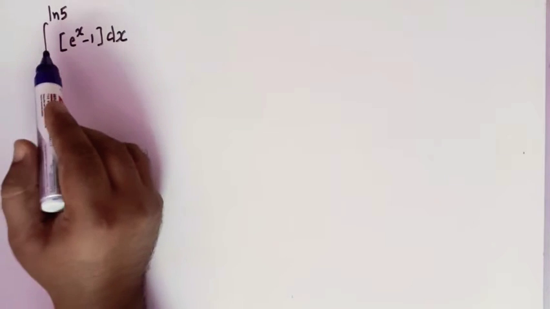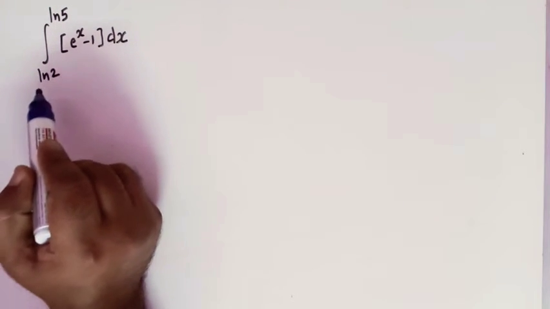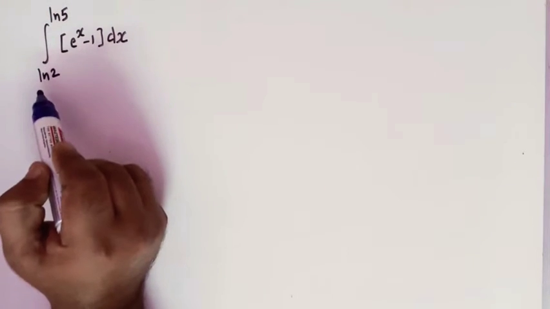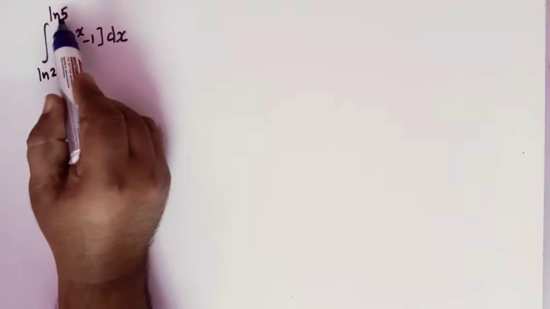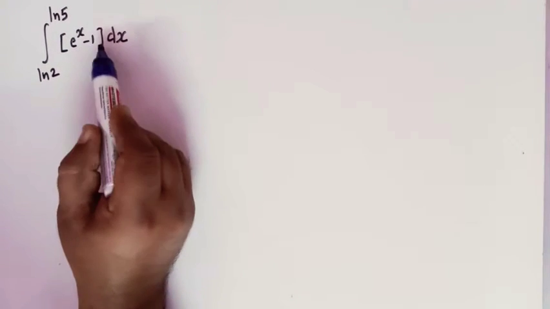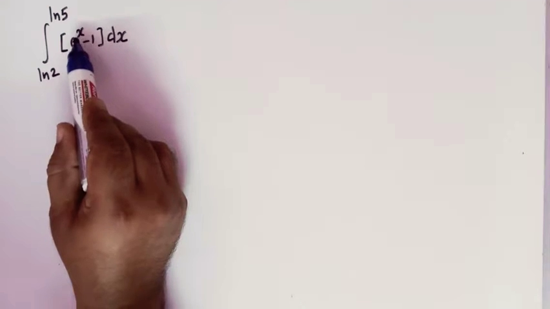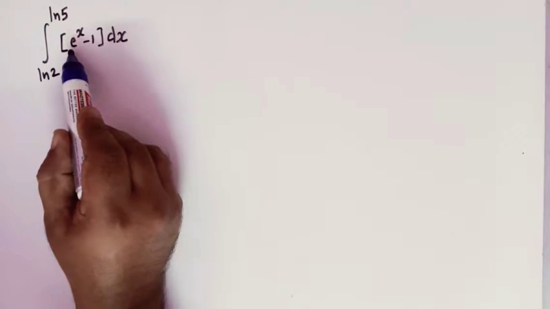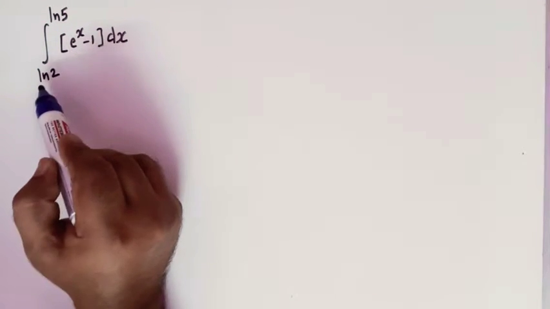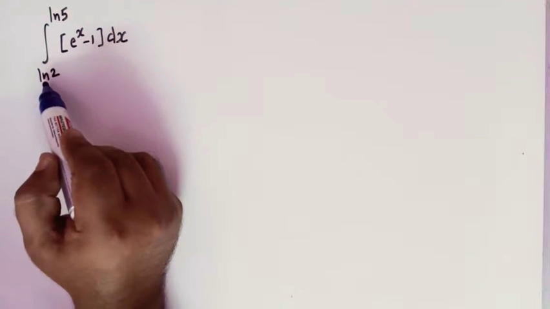Hello viewers, in today's class we are going to solve one important integral which involves the greatest integer function, right? So let us solve this definite integral where the limits are from ln 2 to ln 5 and the greatest integer of e raised to x minus 1. So here e is the exponential number and this ln is the natural log, right?